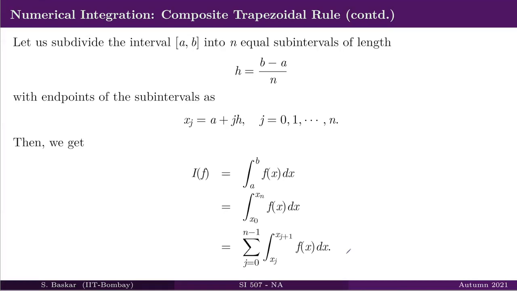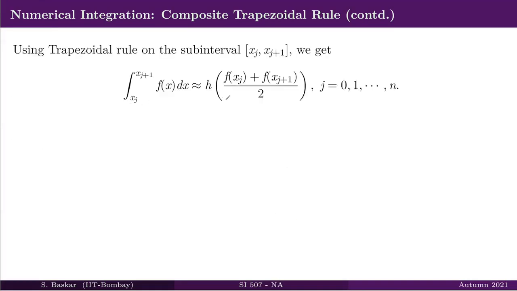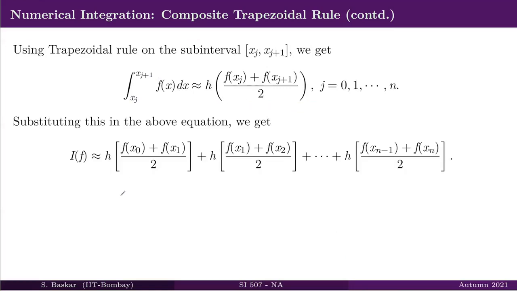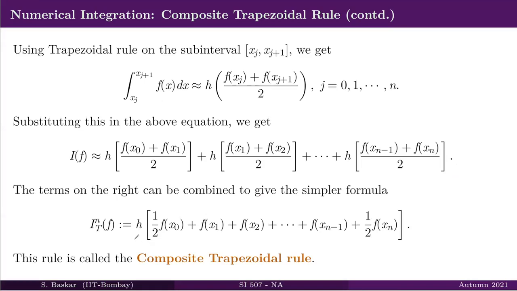Now the idea is to put the trapezoidal rule for each of these integrals. That is, we will put the trapezoidal rule formula for the integral from xj to xj plus 1 in the previous expression and get the composite rule in this form. This can be rewritten to get the final formula for the composite trapezoidal rule.